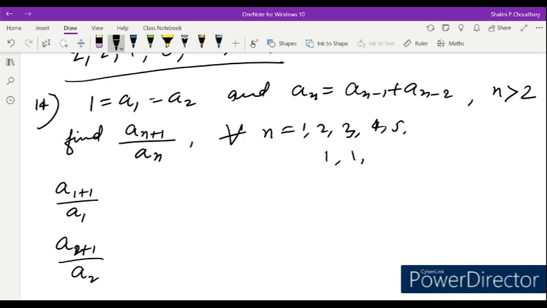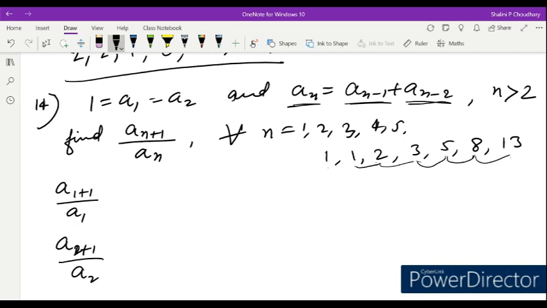1, 1, 2, 3, 5, 8, 13. How? an is equal to an minus 1 plus an minus 2. So 1 plus 1 will be equal to 2, then 2 plus 1 will be equal to 3, then 2 plus 3 will be equal to 5, then 5 plus 3 will be equal to 8, 8 plus 5 will be equal to 13. Okay, so this is a1, a2, a3, a4, a5, a6, a7. Okay, so these are the terms.